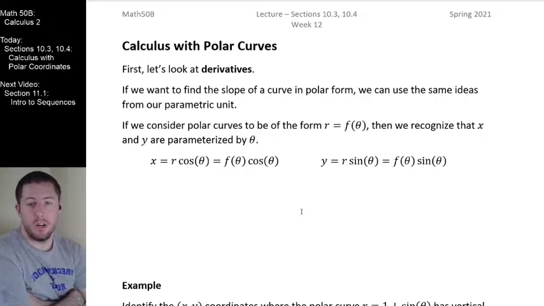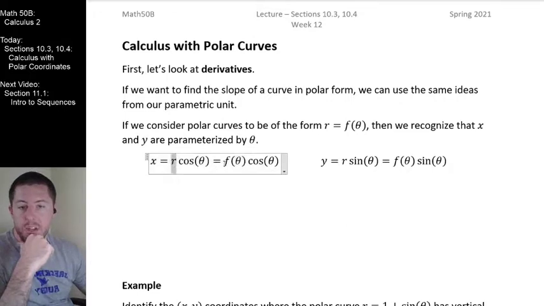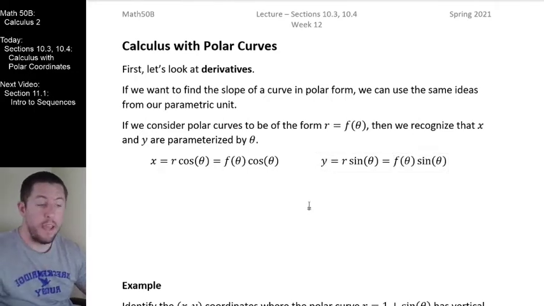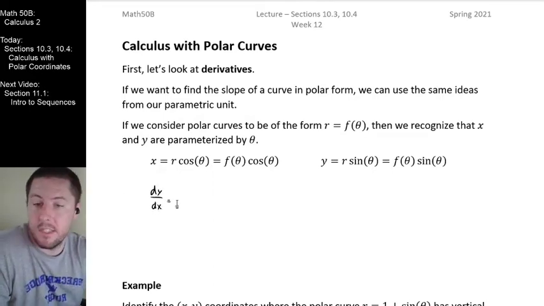If we consider our polar curves to be of the form r equals f of theta, so if they're always in r equals format, then we recognize that x and y are both equations that are parameterized by theta, because x is the same thing as r cosine theta, but we're thinking of r as being a function of theta. Well, it looks like x is parameterized by theta then. Theta is the only parameter that I need to know x. And very similarly, theta is the only parameter that I need to know y. So our goal is to be able to find dy/dx. That's what we want, the slope of the curve.